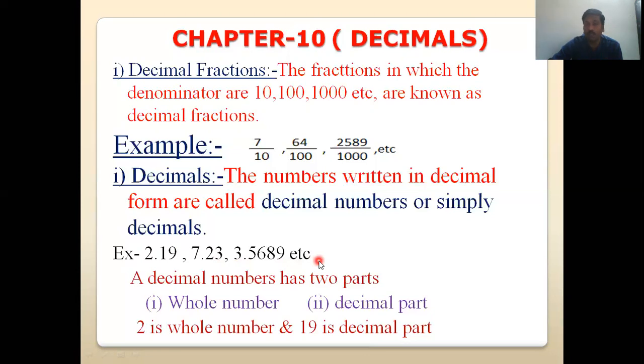Okay, so now boys, decimal fractions are fractions in which denominators are 10, 100, 1000, etc. And decimals, what are decimals? The numbers written in the form of decimals are called decimal numbers or simply decimals. Now these are the examples, and these decimals have two parts. One part is the whole number and the other is the decimal part. The whole number is the left side of the decimal, and the decimal part is the right side of the decimal.